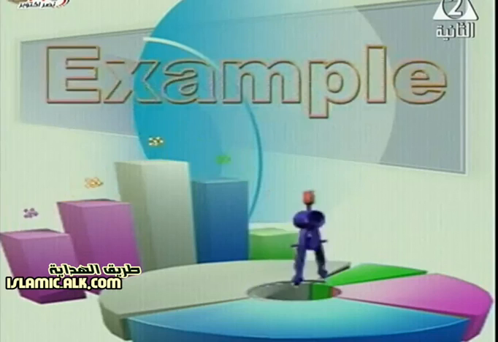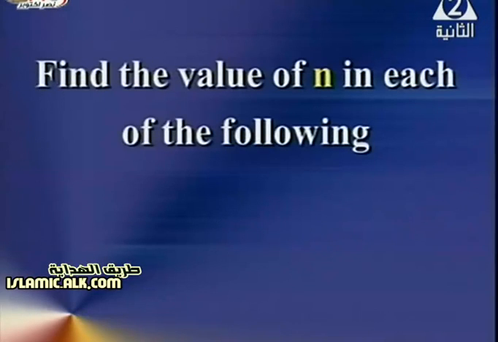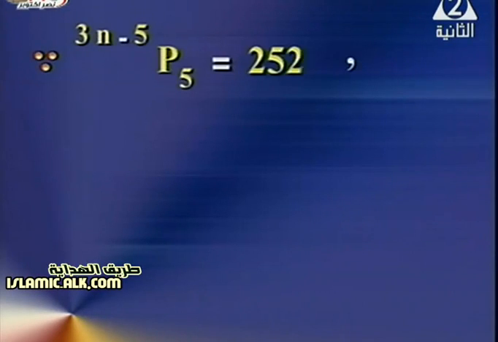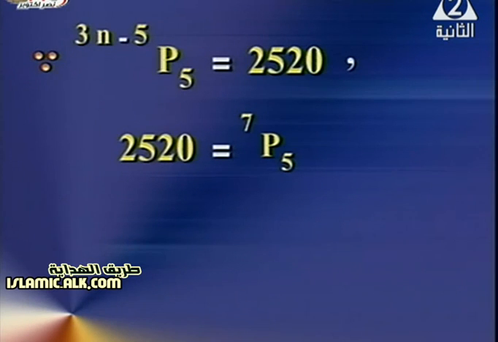Look at the example. Find the value of n in each of the following. (3n minus 5)P5 equals 2520. Remember, dear student, 2520. Solution. Since (3n minus 5)P5 equals 2520, by using permutation, 2520 equals 7P5 by using factorization.